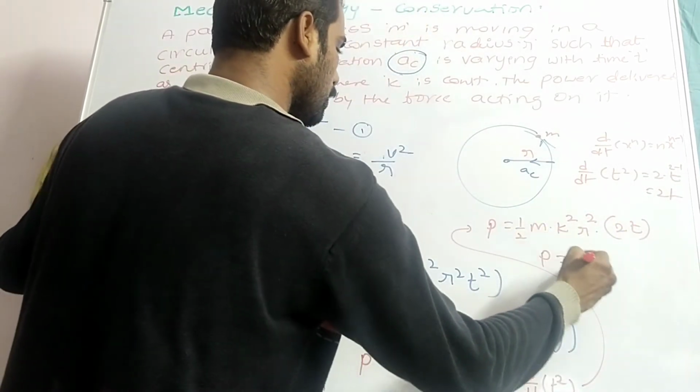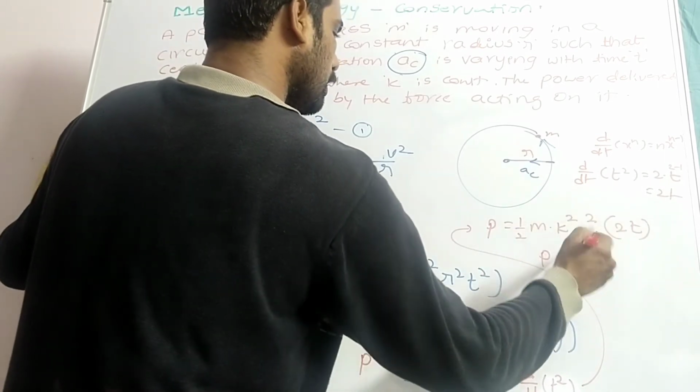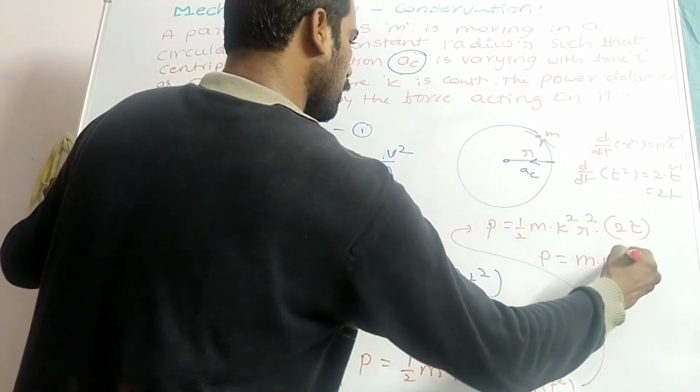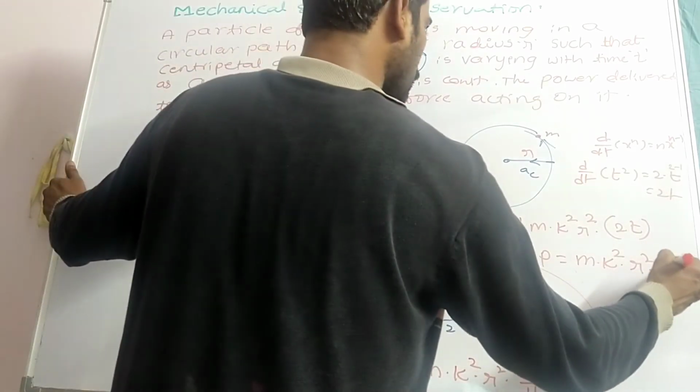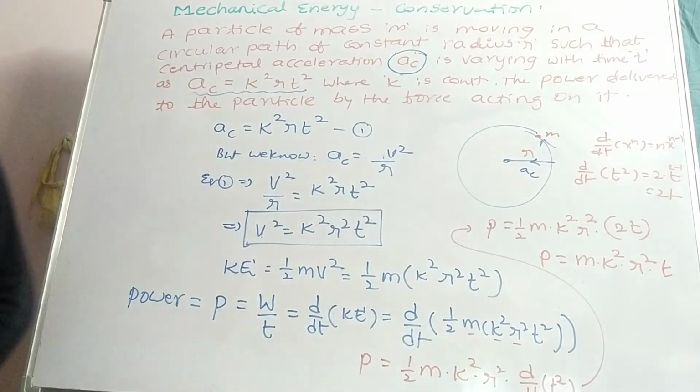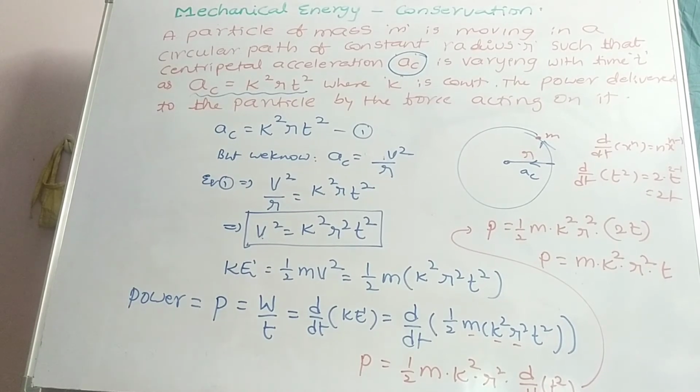So power P is equal to, 2 gets cancelled. So then it can be written as m into k square r square into t will be the expression. Power P is equal to m into k square into r square into t.